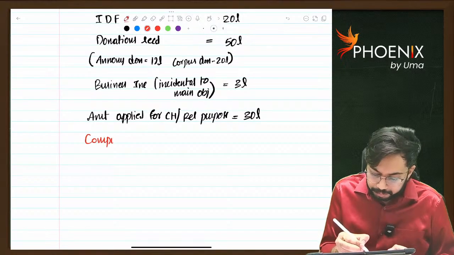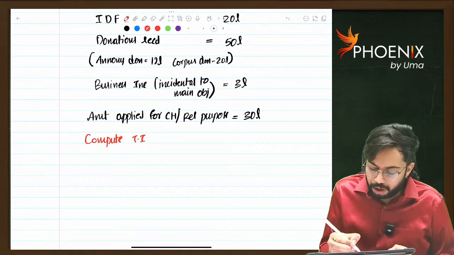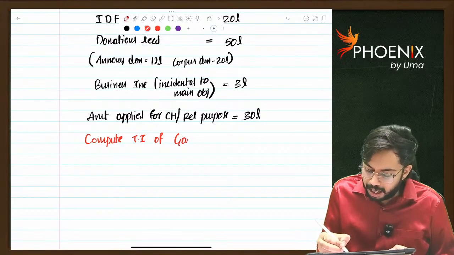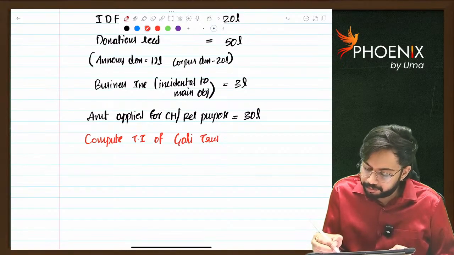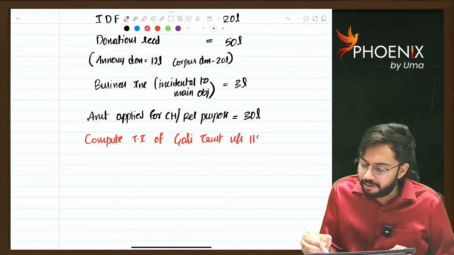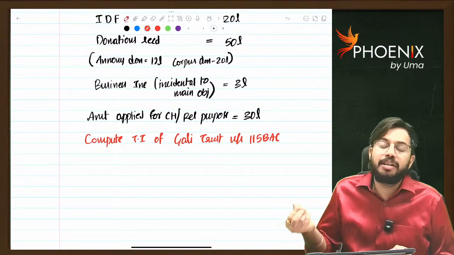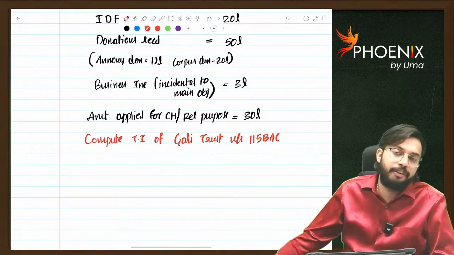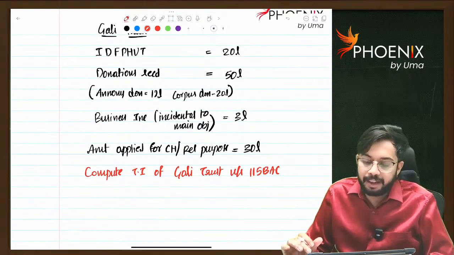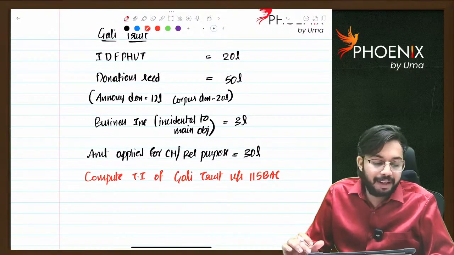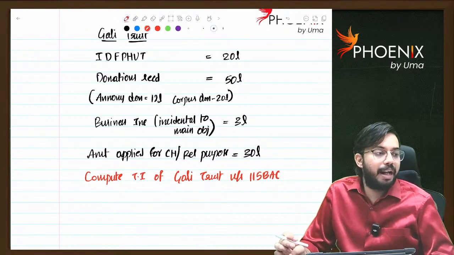Compute total income of Gali Trust under section 115 BAC. That means if the trust is paying taxes under section 115 BAC, we need to calculate the tax liability. Shall we calculate? Everybody.